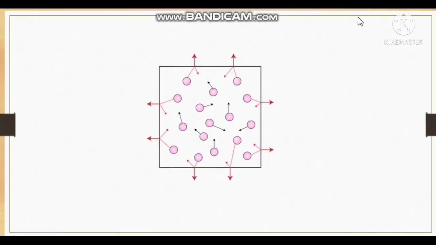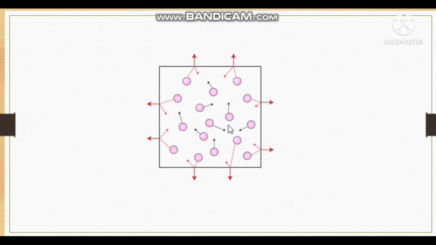The kinetic energy may be transferred from one molecule to another, but it is not converted into any other form of energy, such as heat. There are no attractive forces between gas molecules or between molecules and the walls of the vessel in which the gas is contained. The molecules move completely independent of one another.